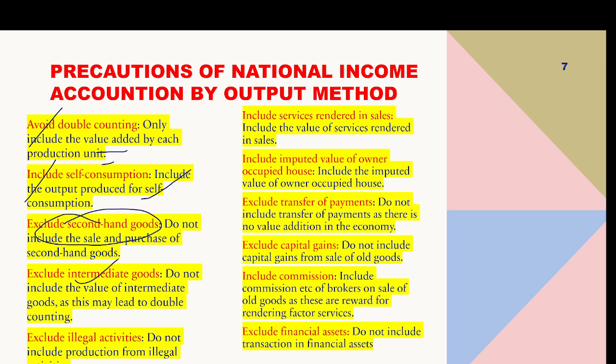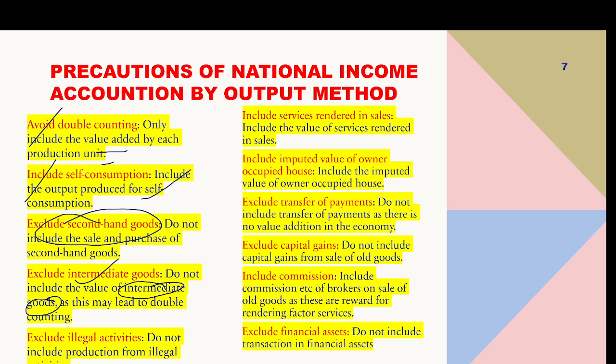Intermediate goods. We are not to use intermediate goods because they will also cause double counting. Why? Because you know that a farmer sells wheat to the flour miller, who sells flour to other people. So these are the intermediate goods which are used to prepare the final goods. So the price of intermediate goods is not to be added for calculating the value of output.